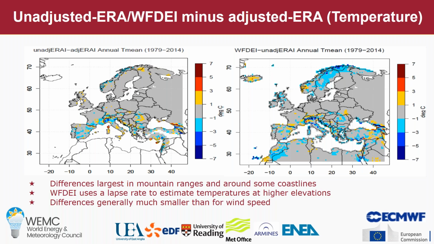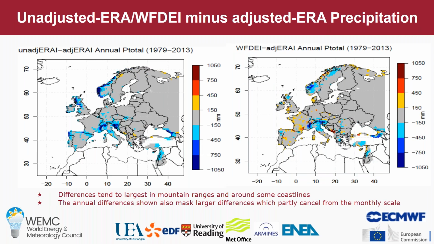WFDEI includes an additional component which we don't, which is an elevation component. Obviously temperatures are higher when you're at low elevations, and they reduce as you go up mountains. As you can see, these effects are largest around mountainous regions again, but they're also affected by the coastlines as well.